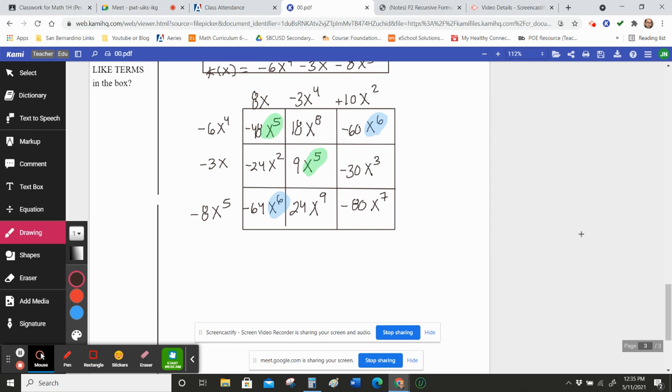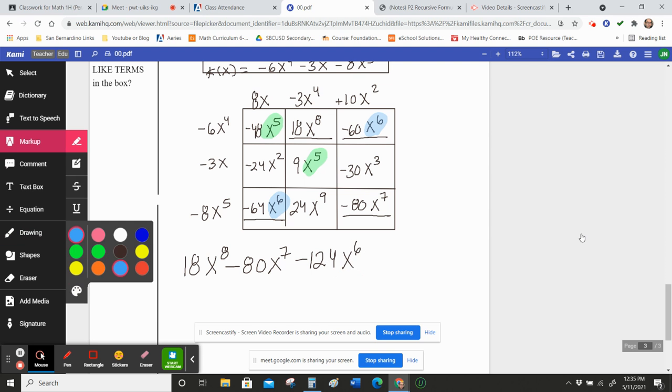As you can see, the biggest exponent that I have here is actually x to the power of 8. So the first term I should write is 18x to the power of 8. This one defies the rule, right? The next greatest power will be x to the power of 7. So I'm going to write negative 80x to the power of 7. Oops, forgot the 0. The next lowest power that I have are the 6's, which I can combine. Negative 60 minus 64, I get negative 124. So we get negative 124x to the power of 6. That came from the combination of the x to the power of 6 terms, of course.